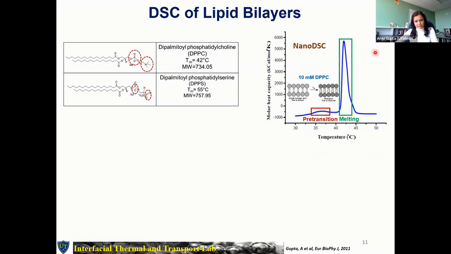Here you see two peaks. The first peak is pre-transition, in which your lipids are rigid. Your lipid tails are rigid. They are like sticks. And if you heat them further, you see a very sharp melting peak. And in this range, your tails, the hydrophobic tails, are permeable and they are fluid.